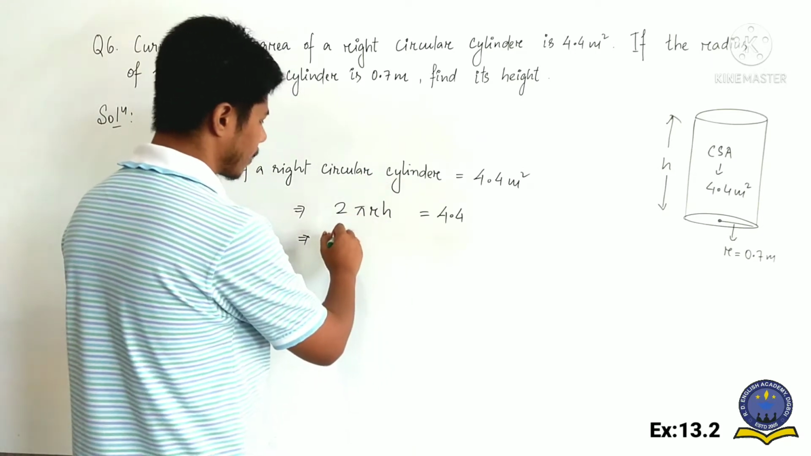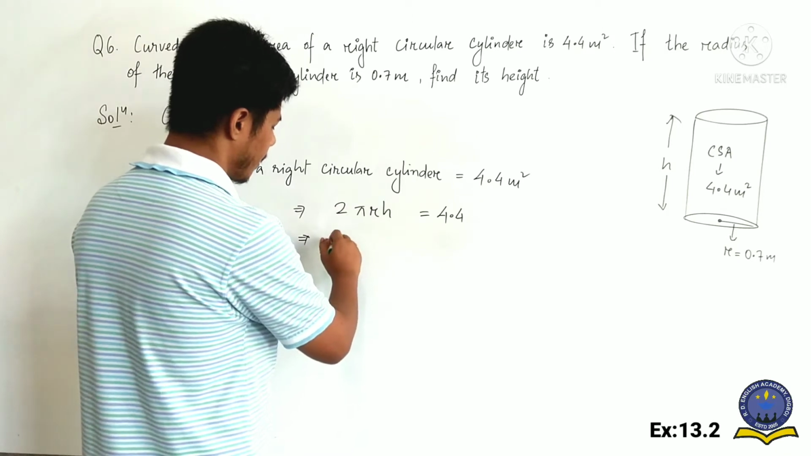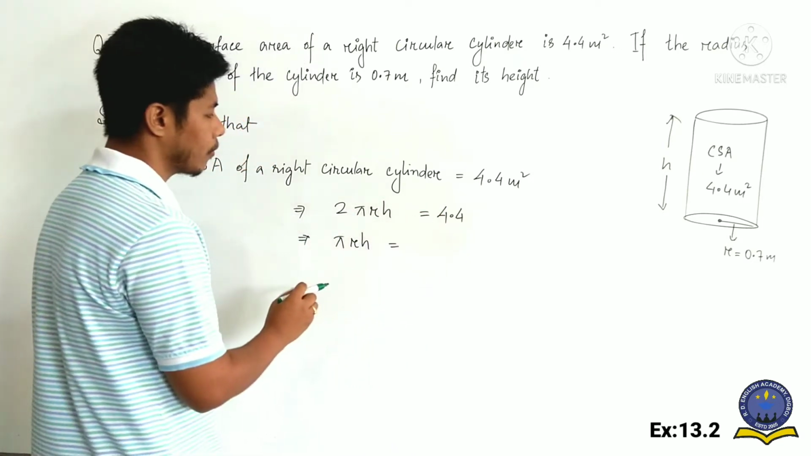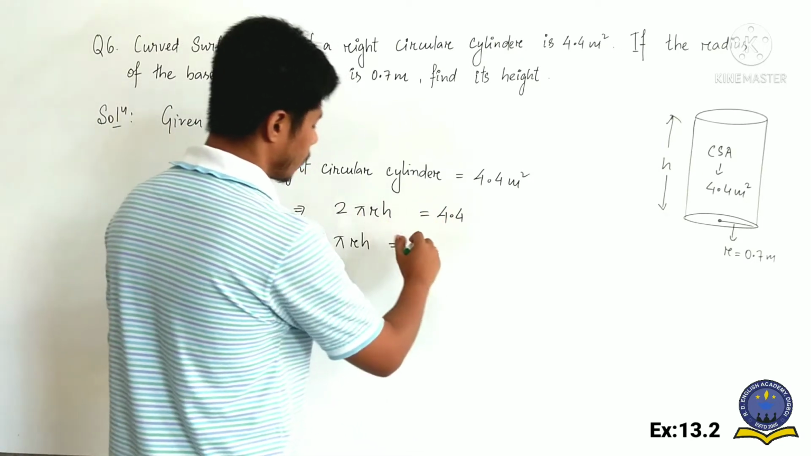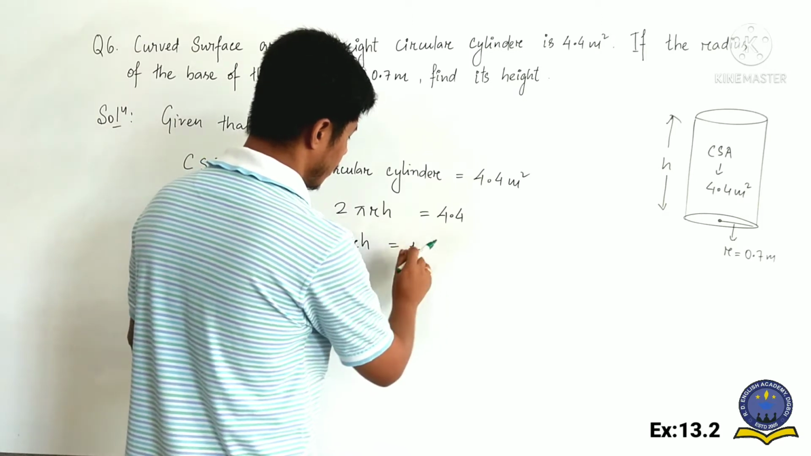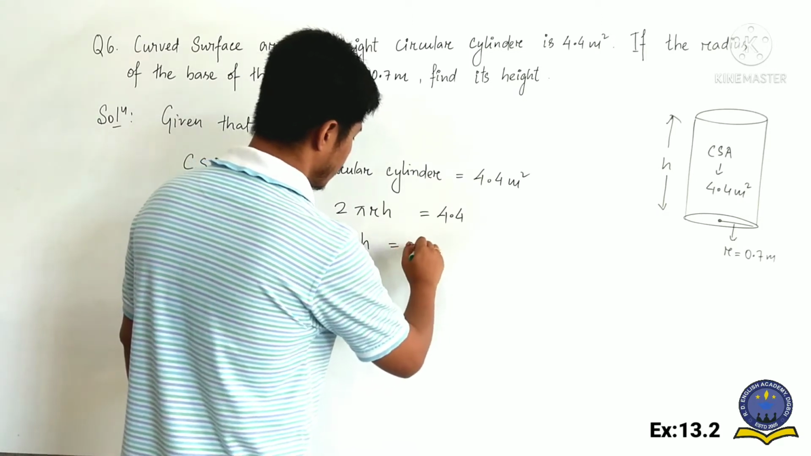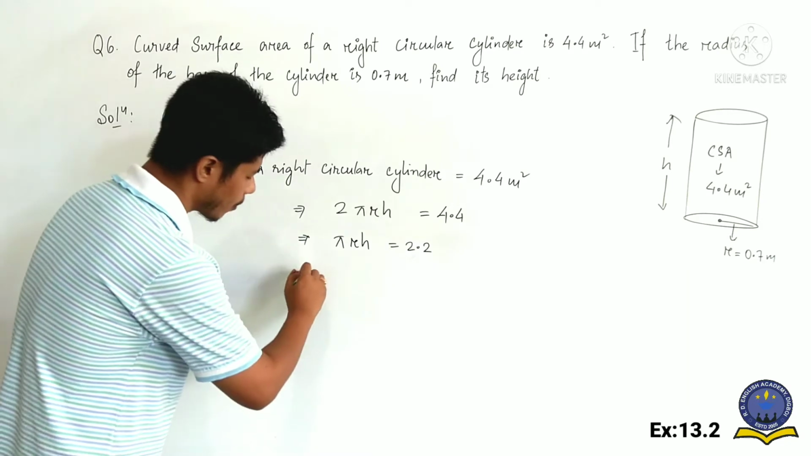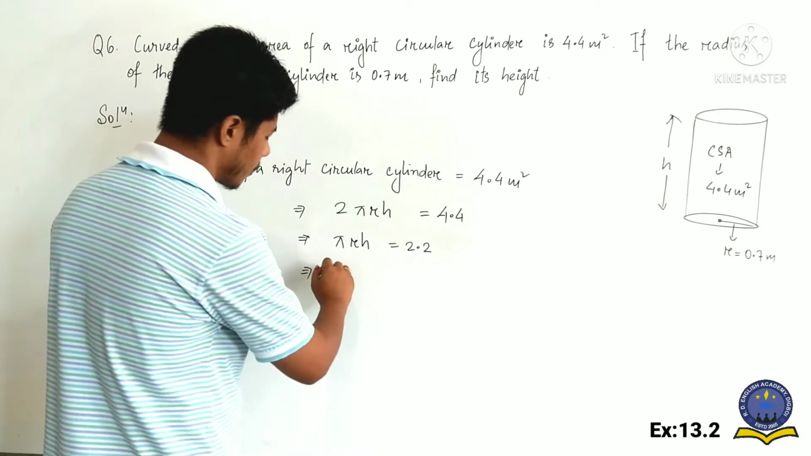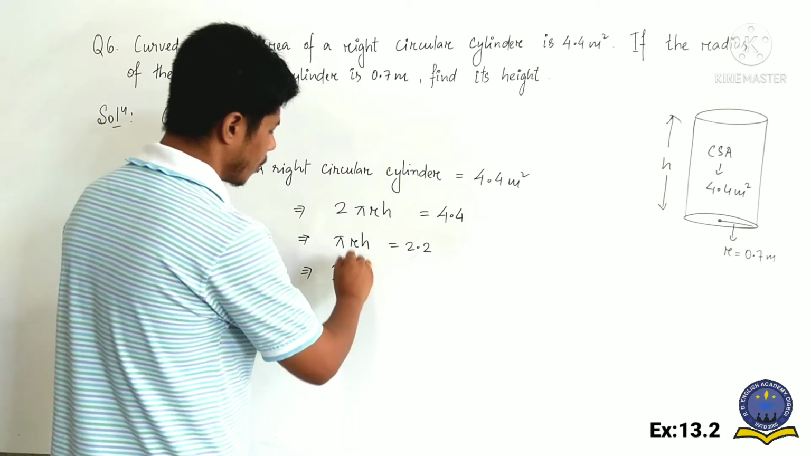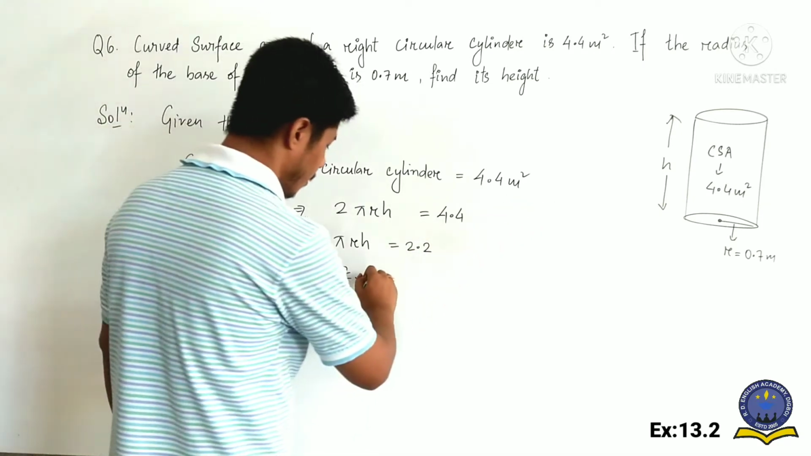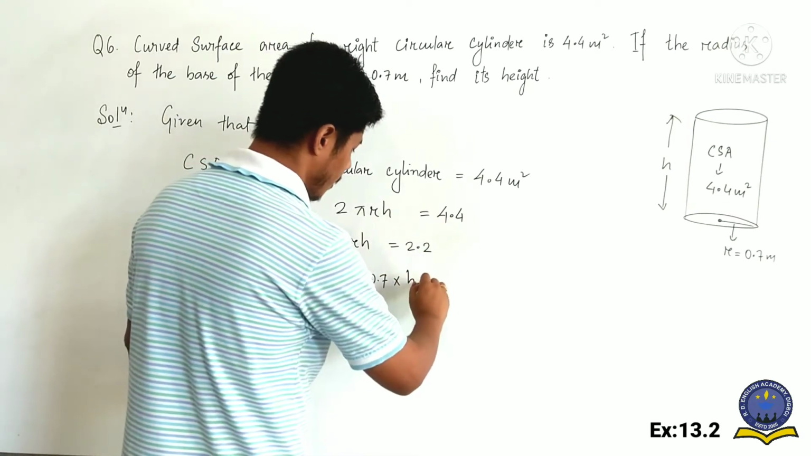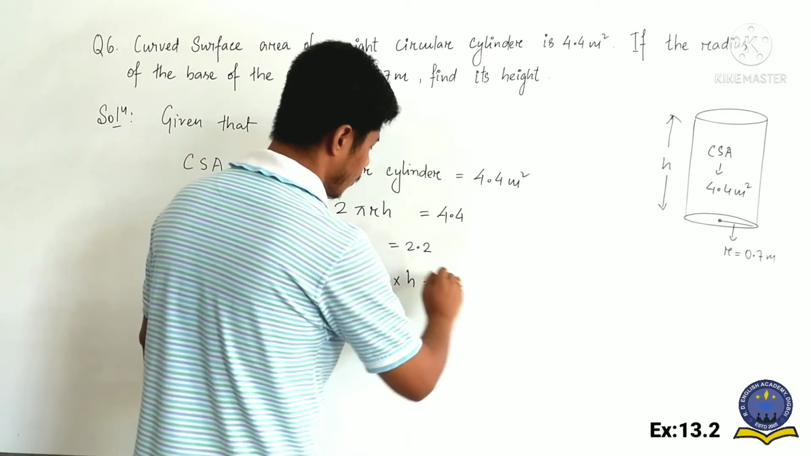First we cancel these two, then here remains πrh equals 4.4 divided by 2, which is 2.2. Now one by one you have to put the values. π means 22 by 7, into the radius already given, 0.7, into h, which we have to find out, and this result is 2.2.